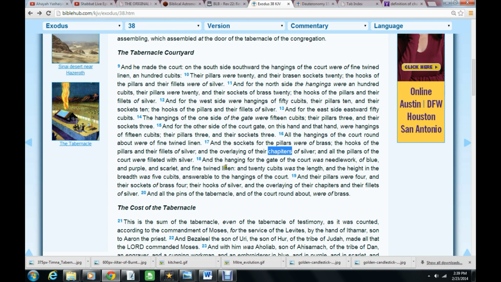And 20 cubits was the length, and the height, and the breadth, and the width was 5 cubits. Answerable to the hangings of the court. And their pillars were 4, and their sockets of brass 4, their hooks of silver, and the overlaying of their chapiters and their fillets of silver, and all the pins of the tabernacle of the court round about were of brass. So all the pins around the tabernacle were of brass. All the hooks were of silver, all the sockets were of brass.